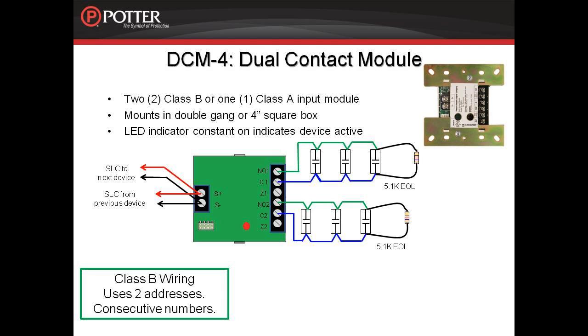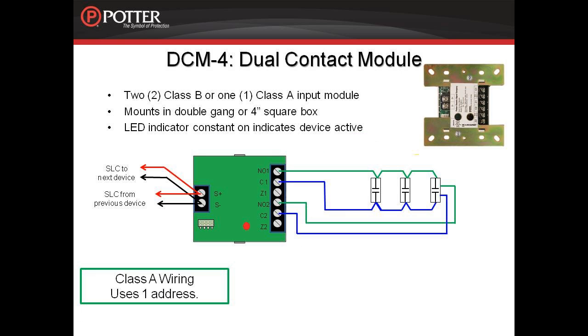The DCM comes from the factory to be wired Class B and monitor 2 contact points. It can be configured to monitor a single contact using a Class A wiring method. When configured to monitor a single contact, the DCM only uses one address. There is a jumper on the device next to the SLC terminals. Simply move the jumper over to set the device up for Class A wiring.